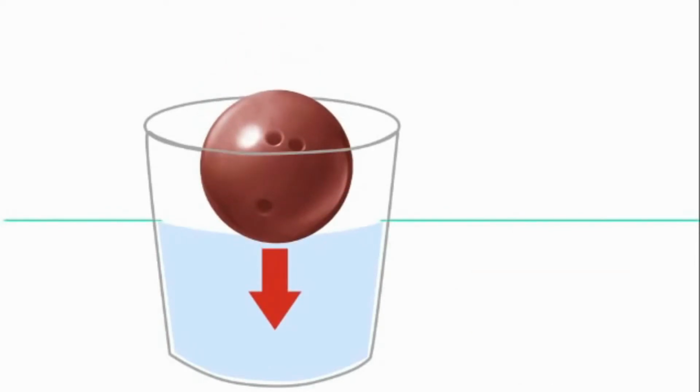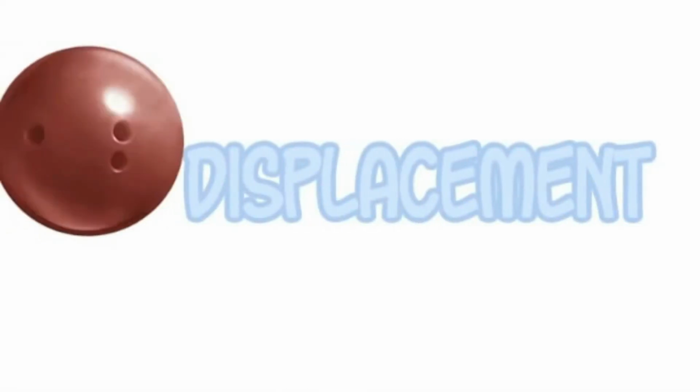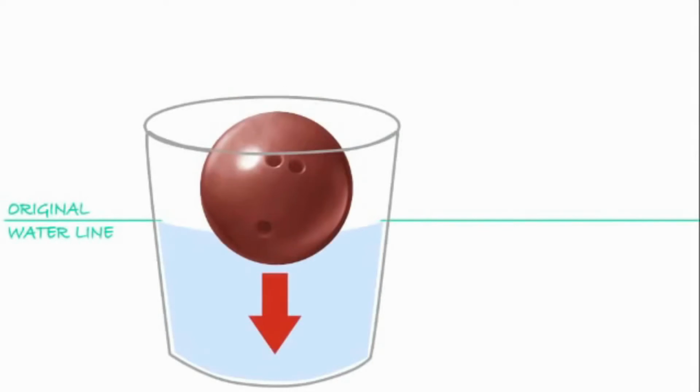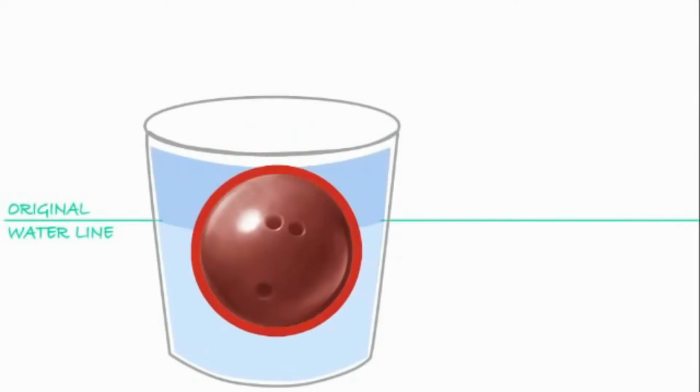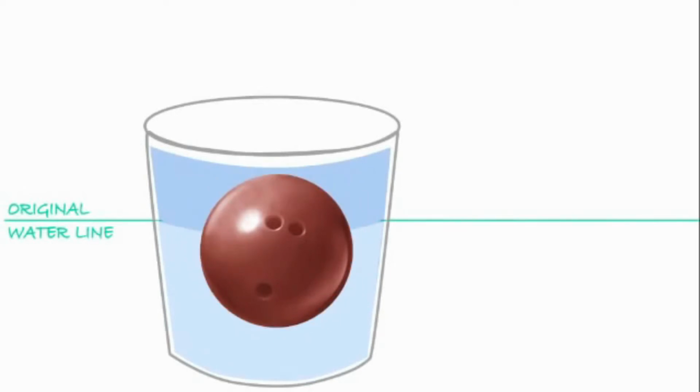Let's pause. The bowling ball and the water can't be in the same place at the same time. The water has to move out of the way to make room for the bowling ball. This is called displacement. It means being pushed out of place. So, as the ball goes down, it pushes the water up. Once the ball is completely underwater, it has all the space it needs. Then the water stops moving up.